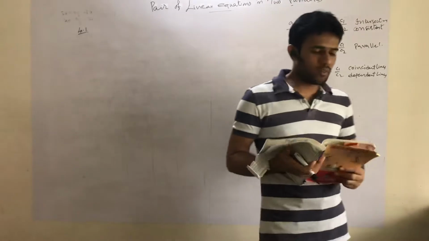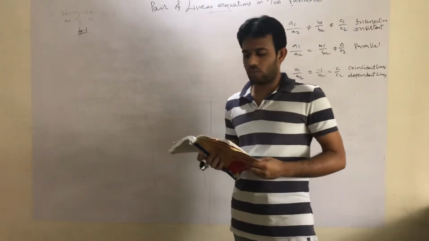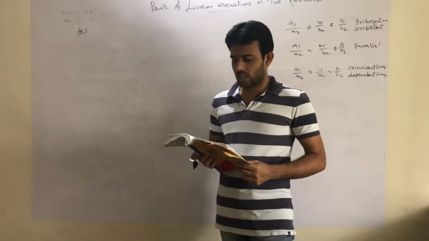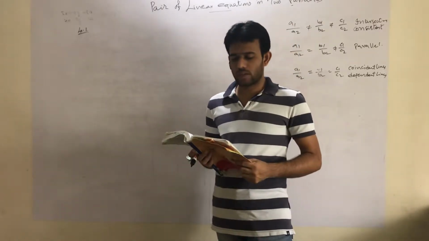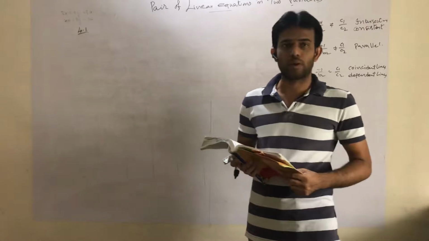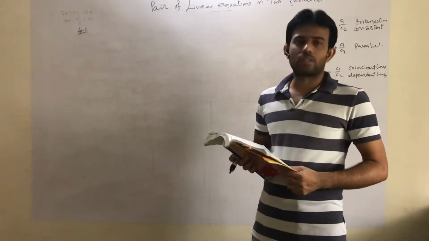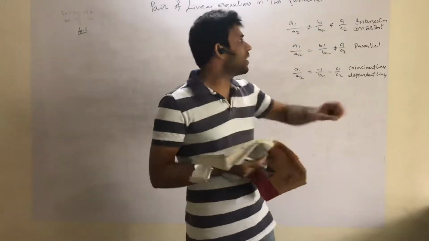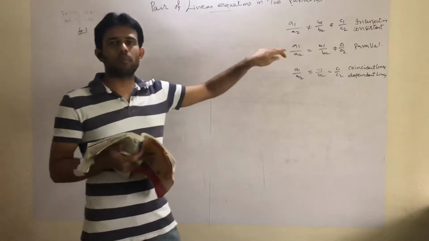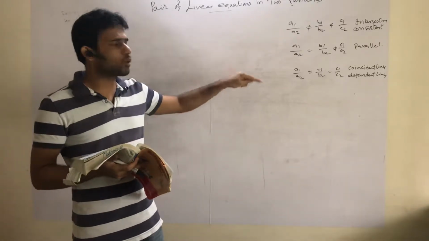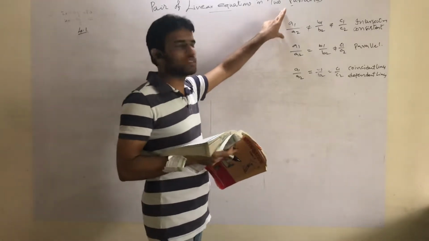So the first problem we have is by comparing the ratios a1 by a2, b1 by b2, c1 by c2. Find out whether the lines represented by the following pairs of linear equations intersect at a point or are parallel or coincident. Okay, so we already learned how we can say a particular pair of linear equations are intersecting or parallel or coincident. So here it is.